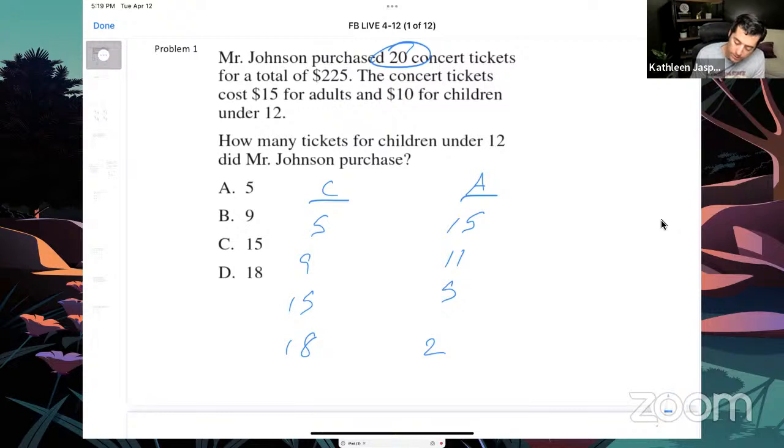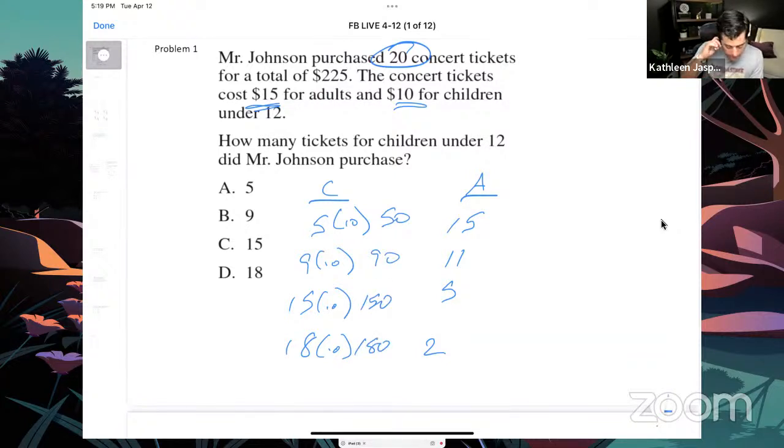So now I know that the cost is 15 for adults and 10 for children. So I can do quick math here, right? We can just say 10, 10. You don't have to put this here, but I'm just doing it so you can see it. So this is going to be 50, 90, 150, 180. Whatever this number is, this is the dollar amount here. I'm going to have another dollar amount here, and I can just do 15 for these, right? 15 is going to be these. So times 15, times 15, times 15.